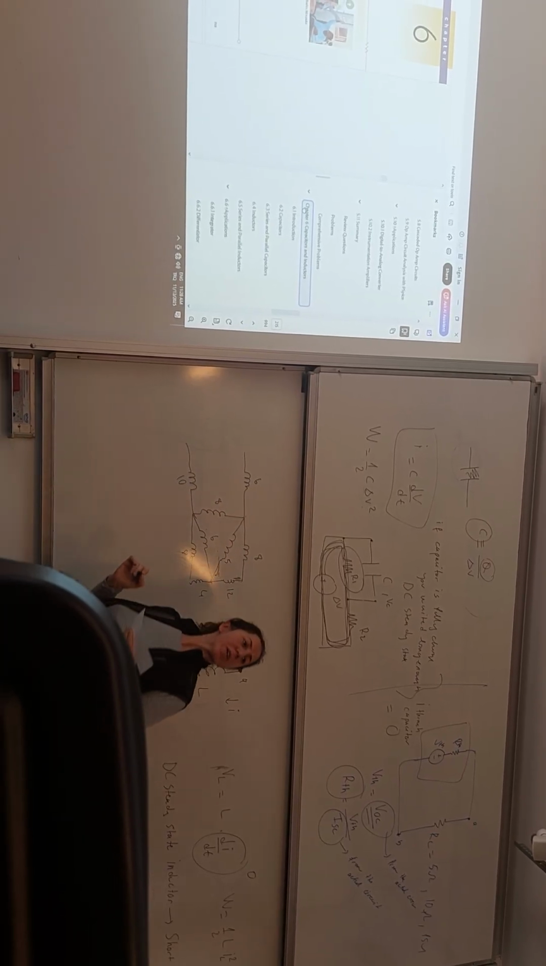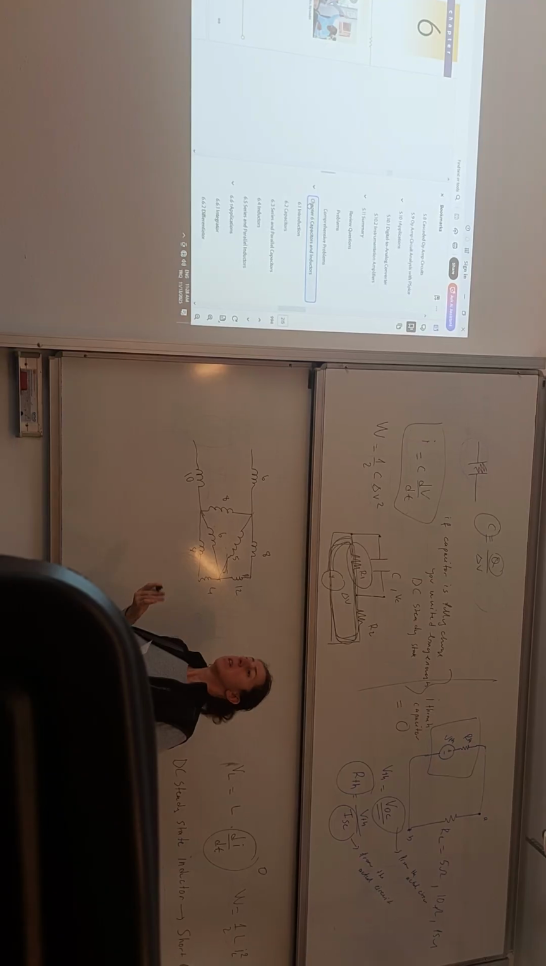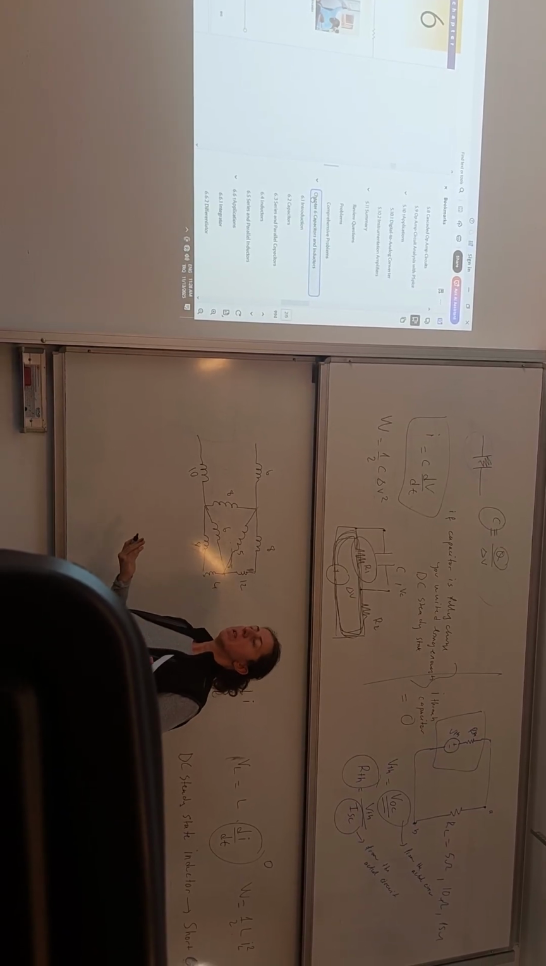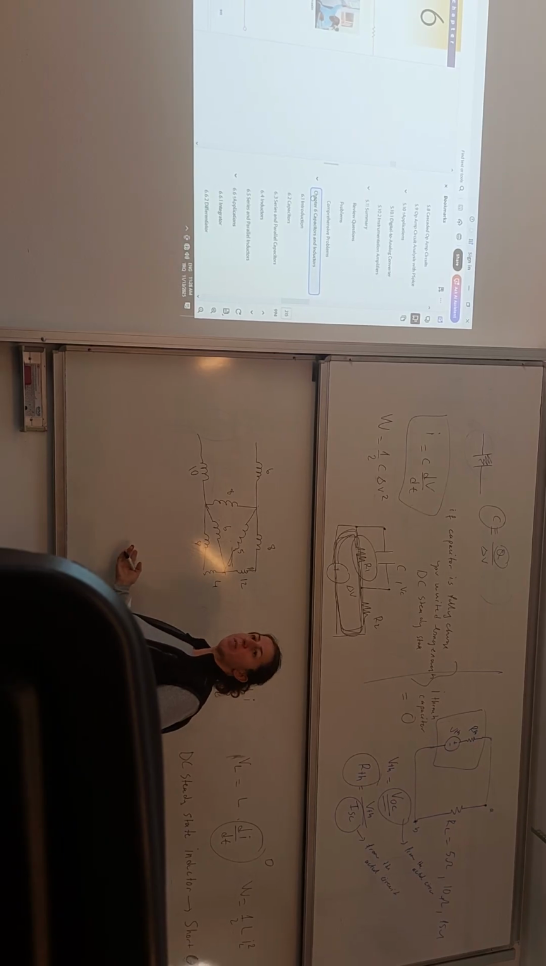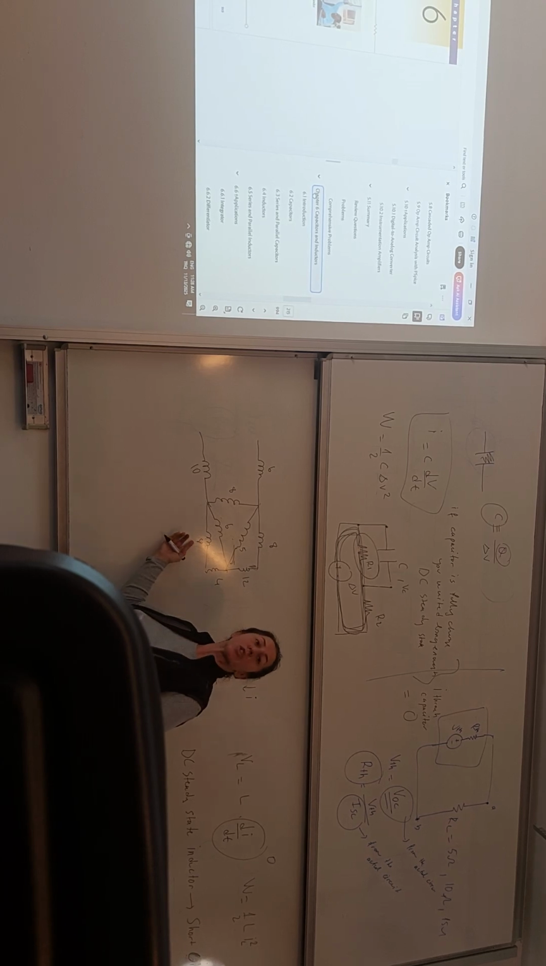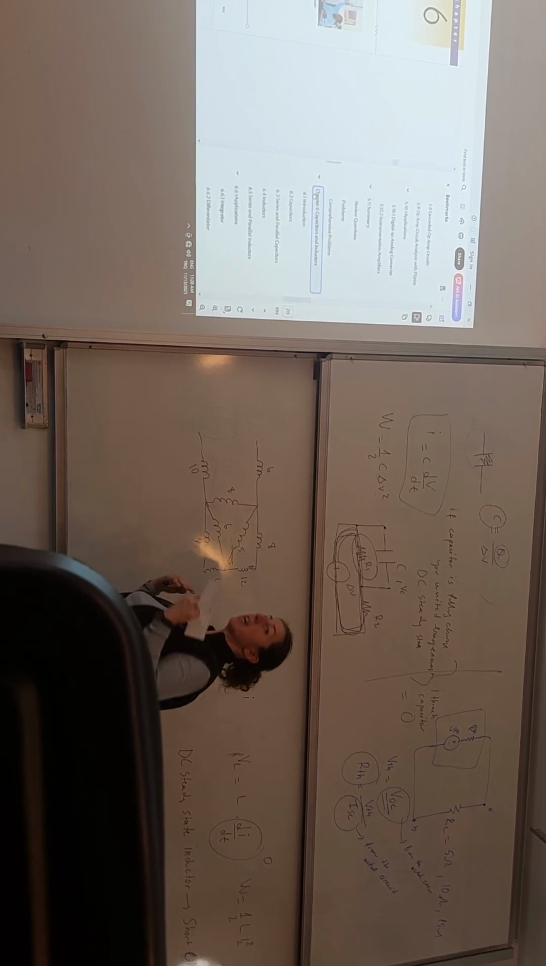How long did it take for me to draw it? How long? I'm not a teacher. I didn't draw it nicely, but it shouldn't take 2 minutes to draw this circuit. Anyway, so these are inductors.